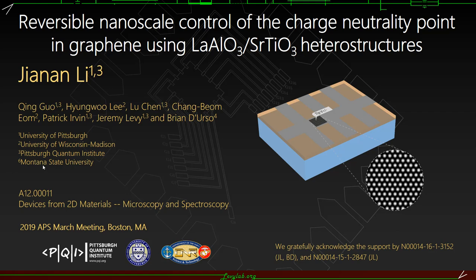Good morning, everyone. I'm Qingguo, the second author of this talk, and I'm representing the first author, Jianan Li. Today, the topic is reversible nanoscale control of the charge neutrality point in graphene using lanthanum aluminate strontium titanate heterostructures.